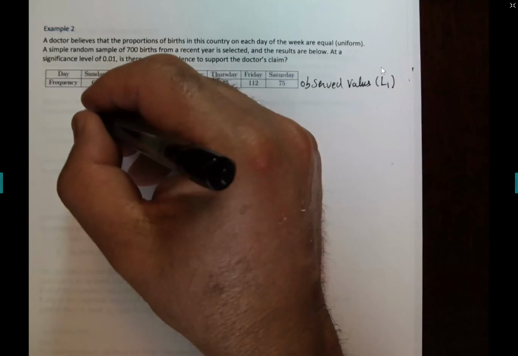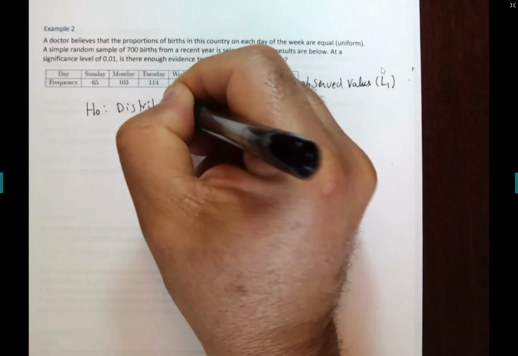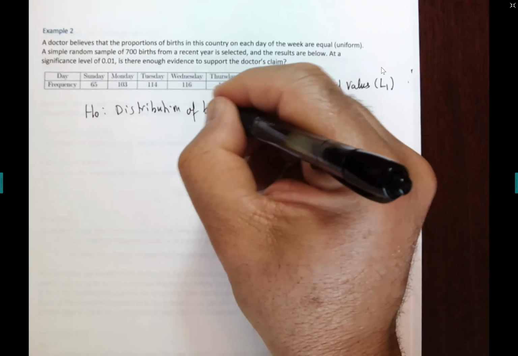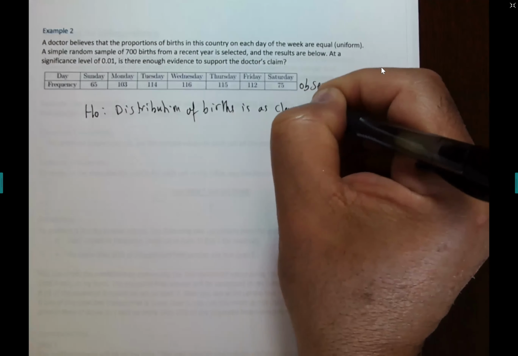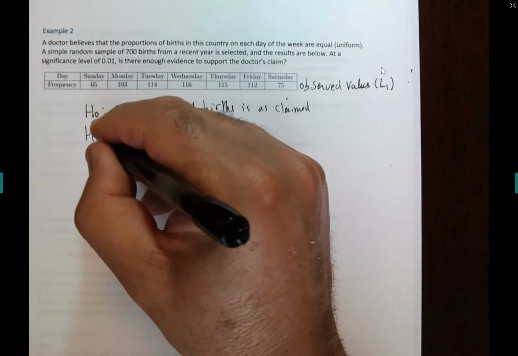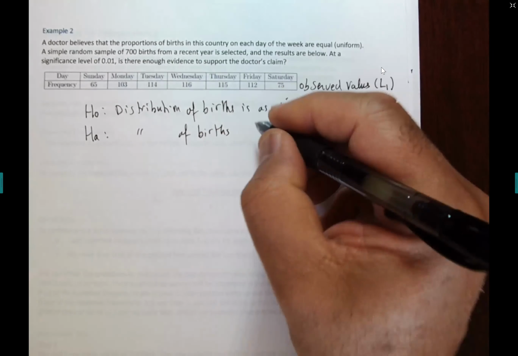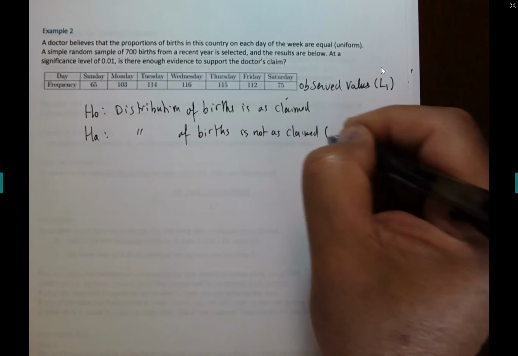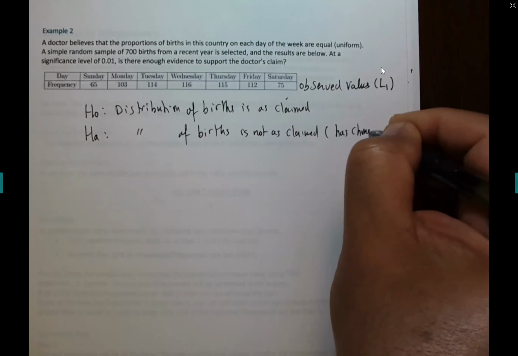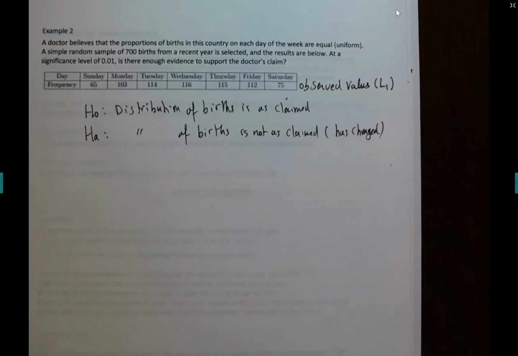So H0: the distribution of births is as claimed by the doctor. And HA: the distribution of births is not as claimed, or you can say has changed. What is your claim, guys, here? Is it in the null or the alternative? Can you tell me, please?